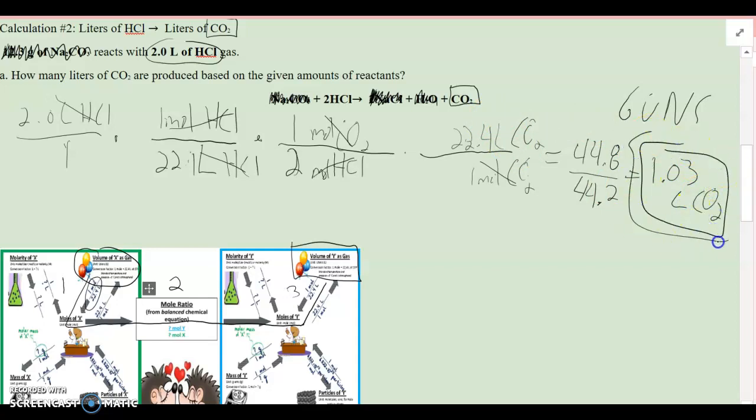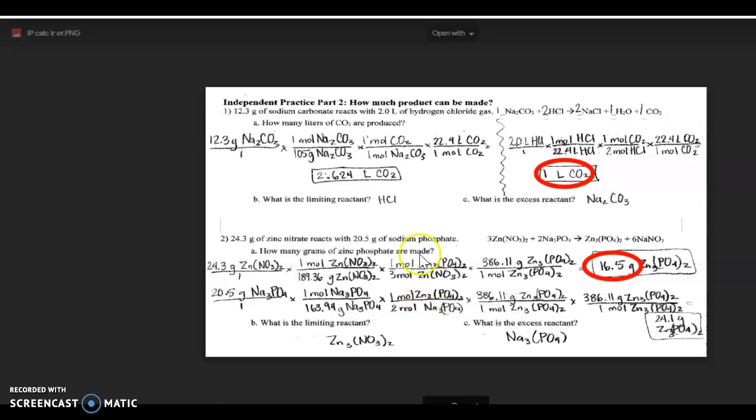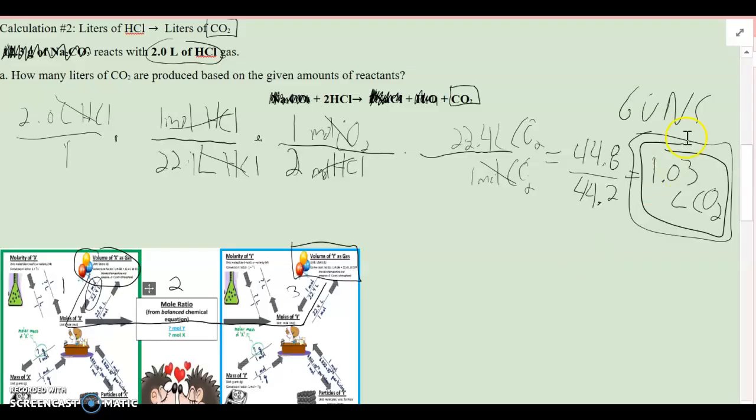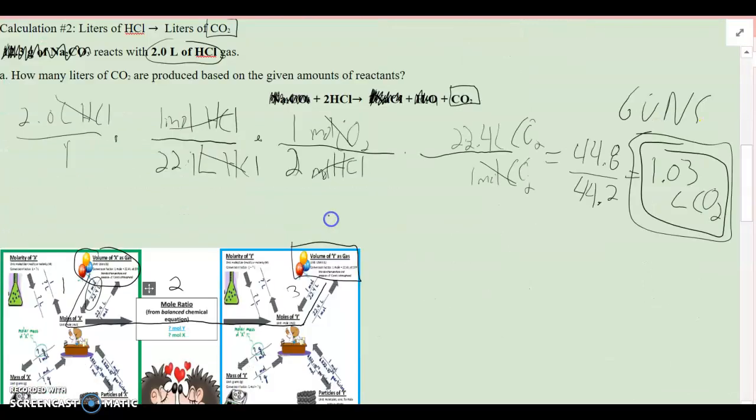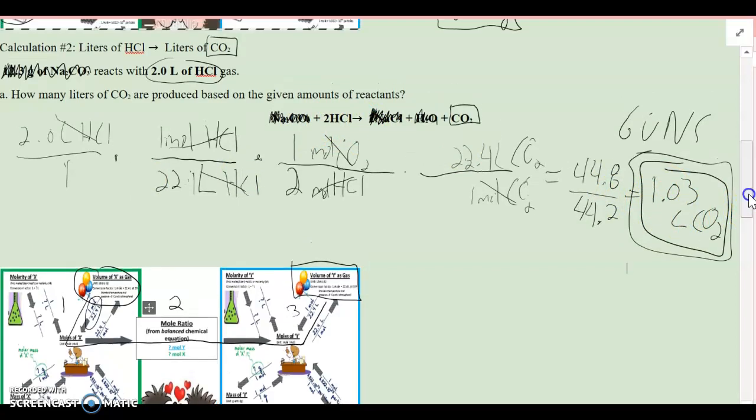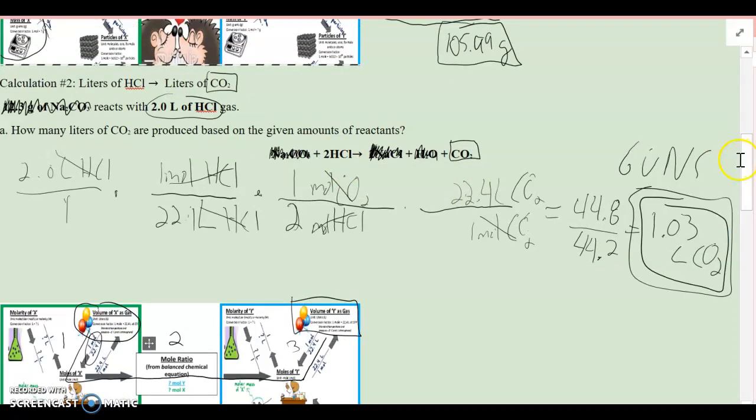Two boxes around my answer. All right, I'm going to check to make sure I got the same thing or something similar to the answer key. Yep, so I got 1.03, they got 1, no problems there. That looks pretty good. Now I have to make a decision time, right? So what this is saying is when I use all of my HCl, I can make 1.03 liters of CO2. That's the most I can make if I use all my HCl.